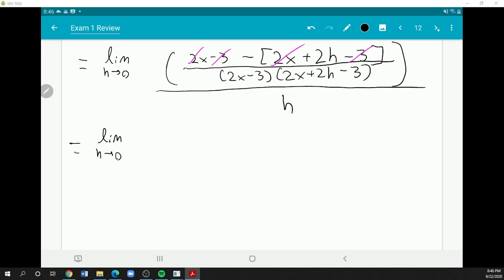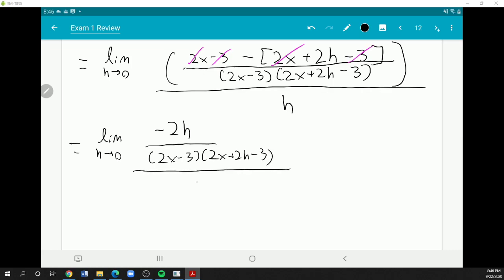Limit as h goes to 0 of minus 2h over all this good stuff, 2x plus 2h minus 3 over h. And now I can kind of bring the denominator down. I'm dividing this whole fraction by h. So that's the same thing as multiplying it by 1 over h, which means I can now combine the denominators. And I forgot to write limit, so I need to go do that.